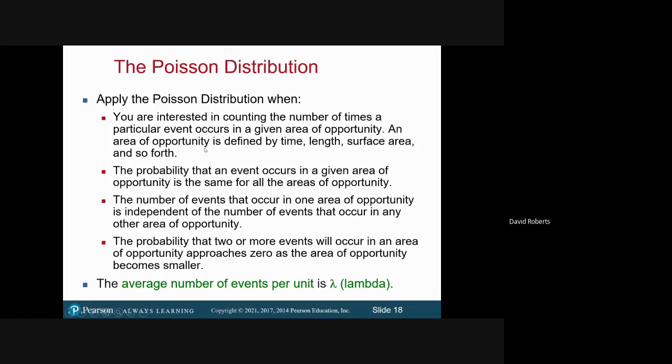I'll let you read the slide yourself, but you're interested in counting the number of times a particular event occurs in a given period of time. One of the biggest things with Poisson, it needs to have a definition. So how many errors are made per day? How many errors are made per hour? How many errors are made per page if it was typing? How many errors or defects do you have in so many kilometers of railroad track? So you need some sort of context with that.